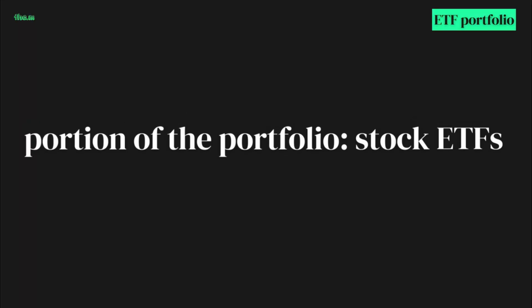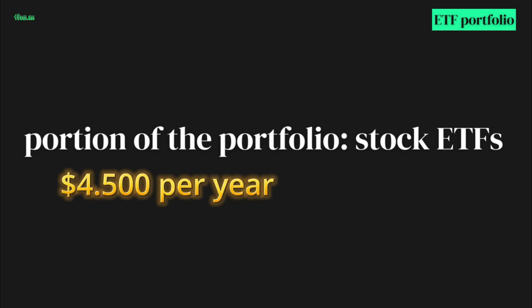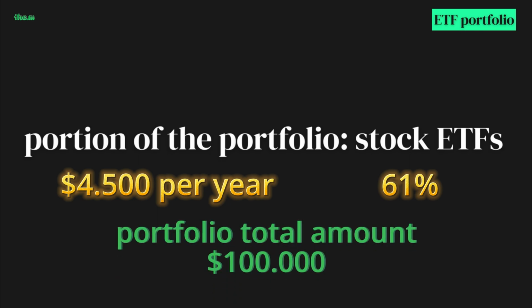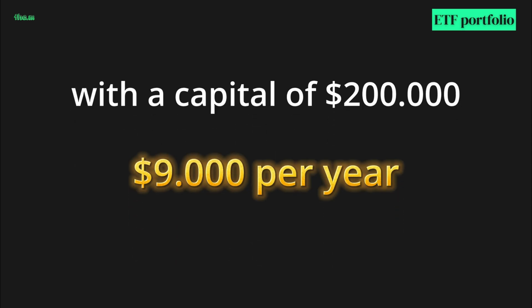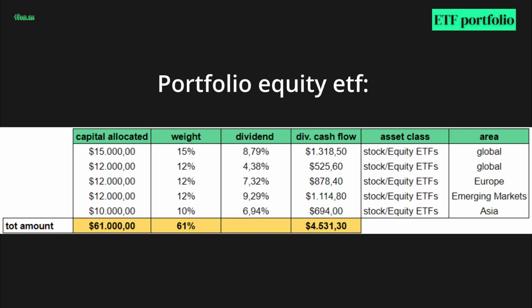Let's start by looking at the portion of the portfolio with stock ETF. It has a cash flow of approximately $4,500 per year and a weight of 61% of the $100,000, which is the total amount in the portfolio. For a capital of $200,000, it's about $9,000 a year on a gross basis. Diversification was split proportionally over 10 to 12% between global, Asian, European, and emerging market stock ETF. The dividend flow, you see, is in absolute dollar terms.